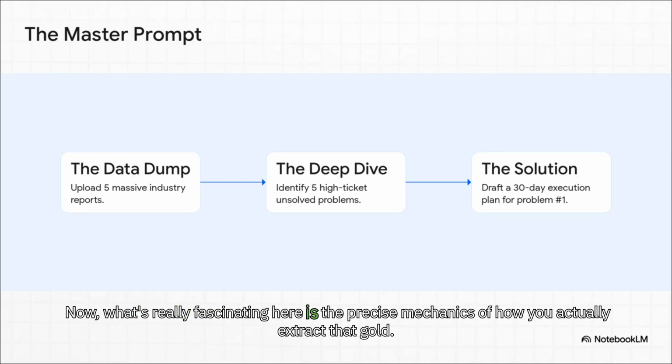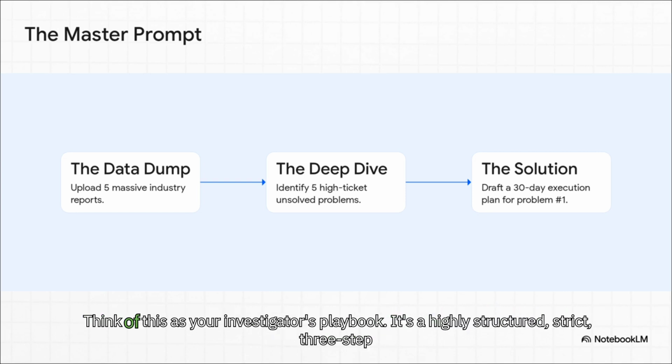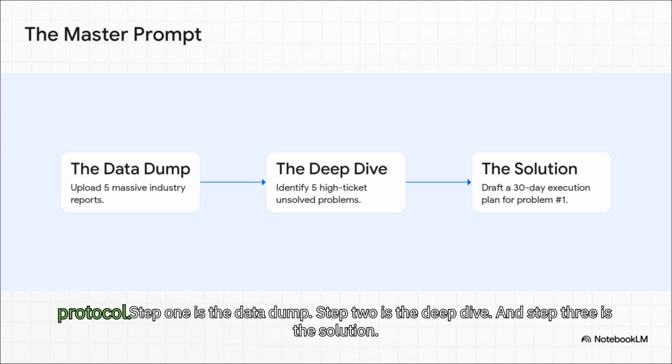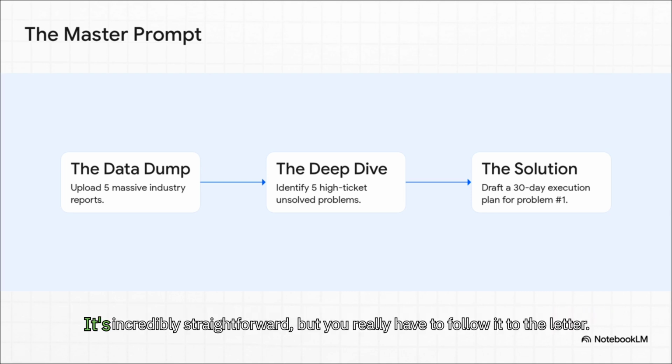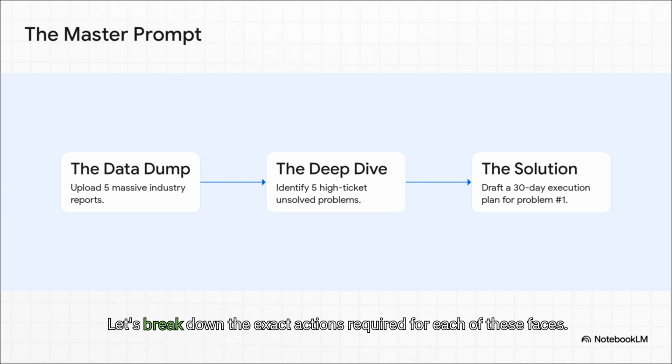Now, what's really fascinating here is the precise mechanics of how you actually extract that gold. Think of this as your investigator's playbook. It's a highly structured, strict 3-step protocol. Step 1 is the data dump. Step 2 is the deep dive. And Step 3 is the solution. It's incredibly straightforward, but you really have to follow it to the letter. Let's break down the exact actions required for each of these phases.